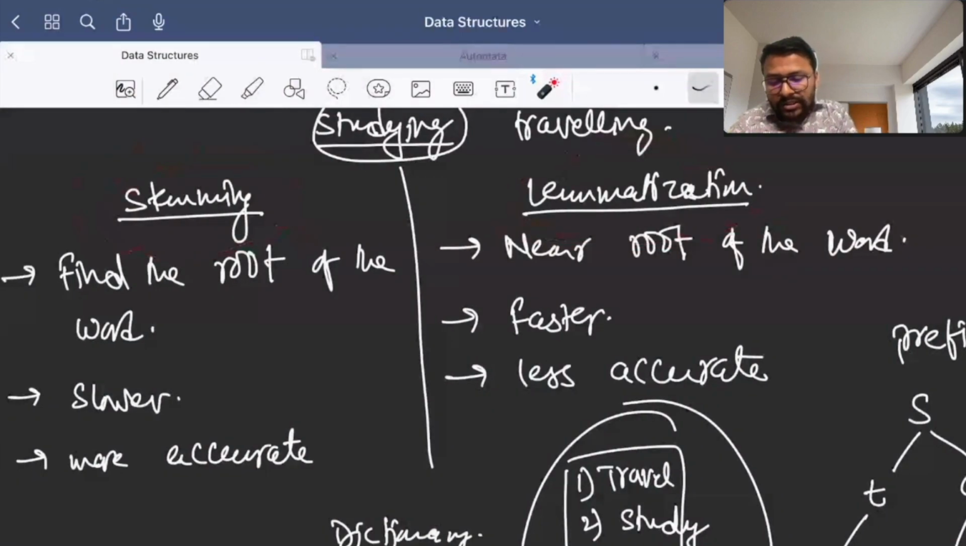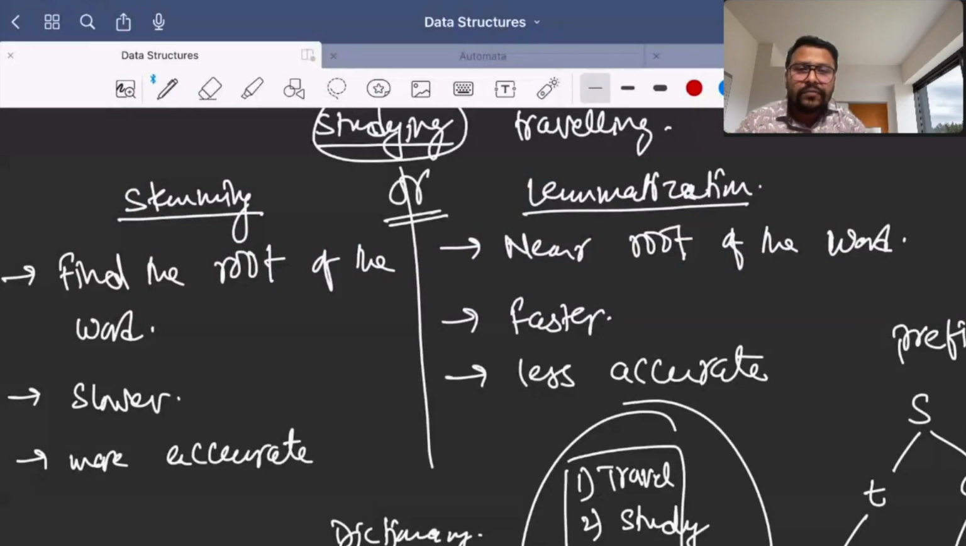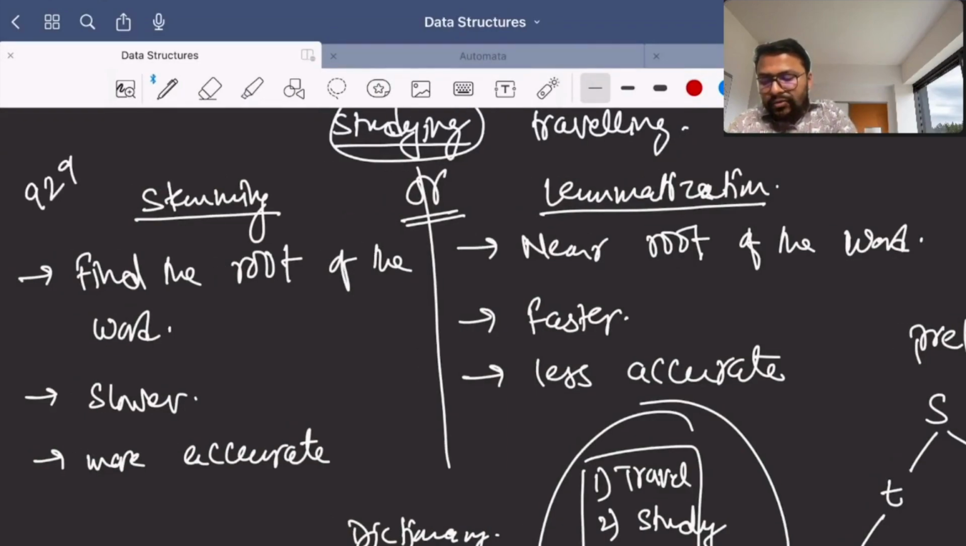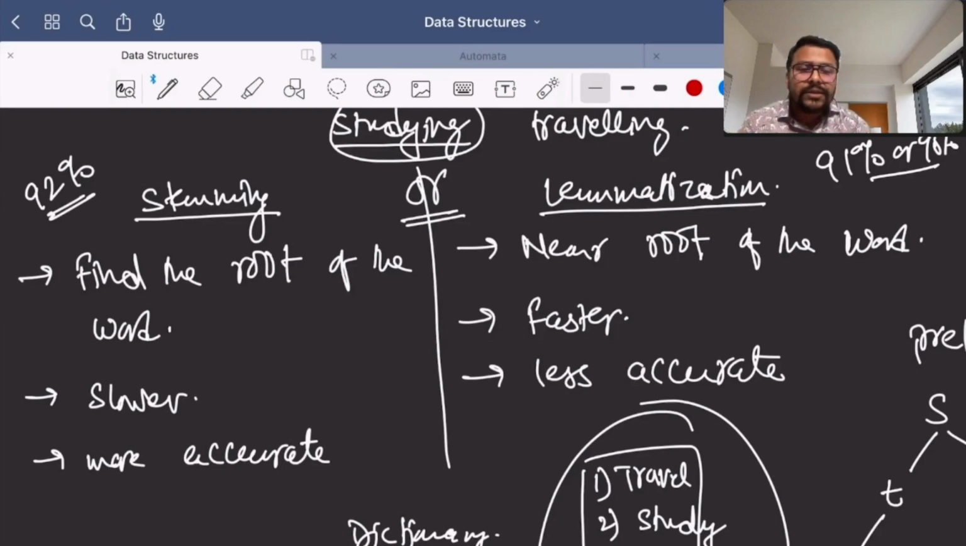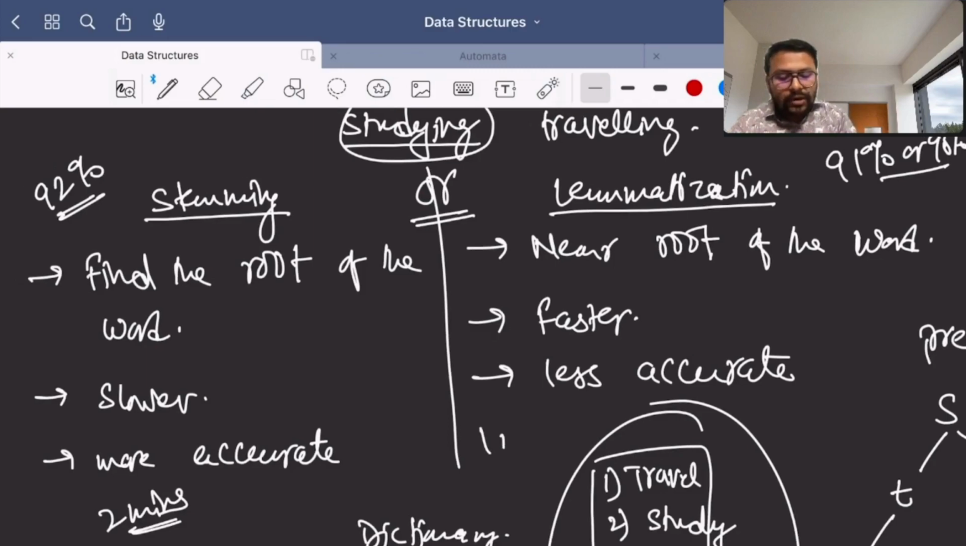Either we will use stemming or we will use lemmatization; we do not use both. I have tried to make a few projects and understood that if stemming is giving 92% accuracy, lemmatization is giving 91 or 90% accuracy. So the accuracy difference is 1 or 2% in most cases. And the time difference is, if it is taking 2 minutes for some particular content, it takes 1 minute. So time is almost half in most cases, limiting to some special cases.